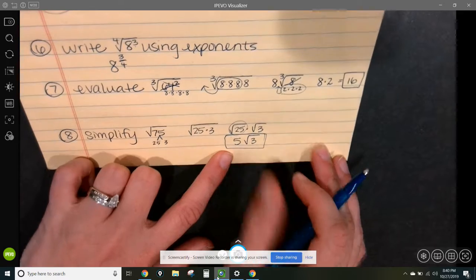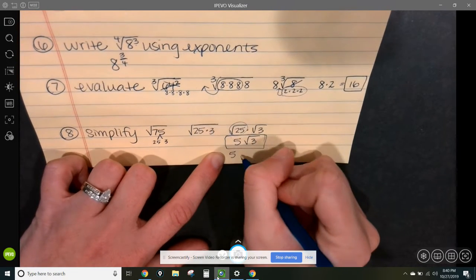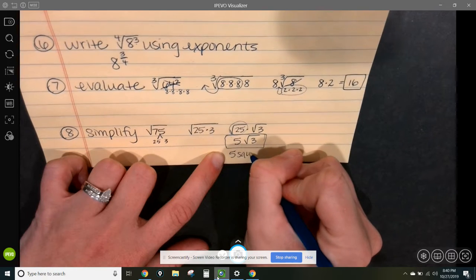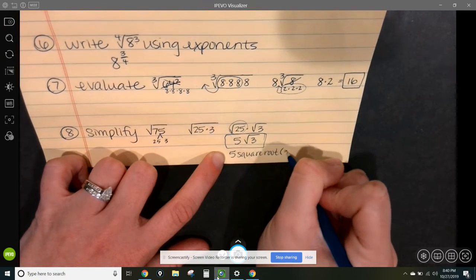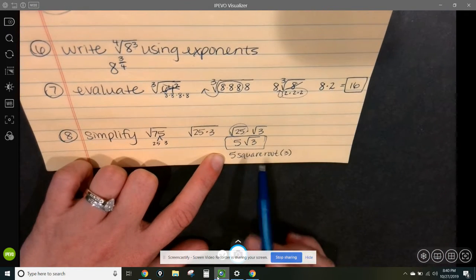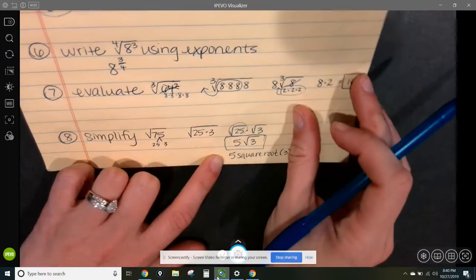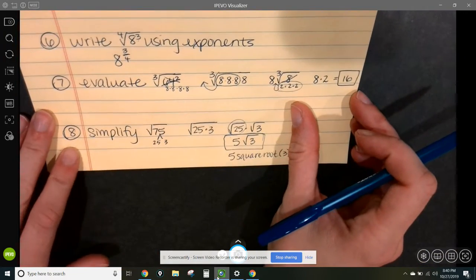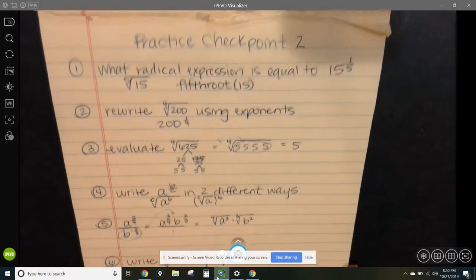And again, if you're writing this in your answer on the checkpoint, you're going to write 5 and then square root. You actually have to write out the word of 3. That's how you would write your answer on the checkpoint. So again, hopefully you did all these problems with me, and you can use this paper when you actually do your checkpoint for a score.